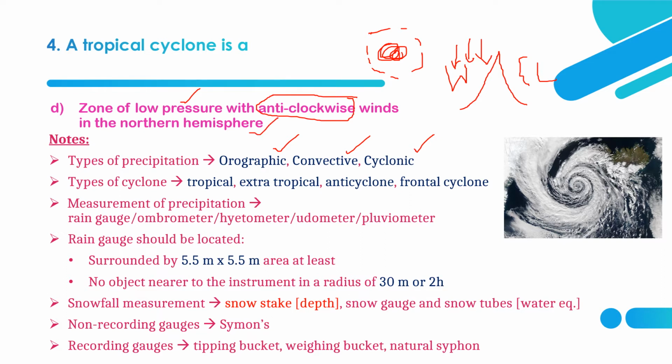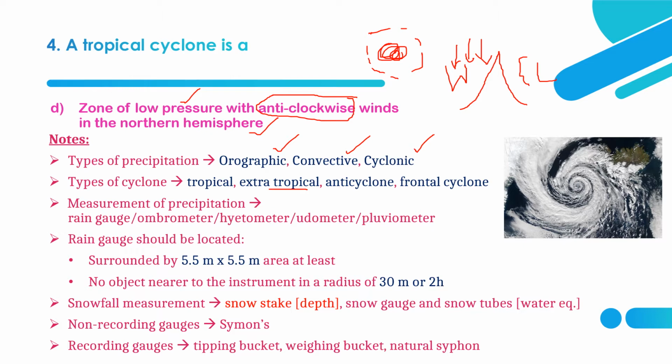So this is the cyclonic precipitation, and there are many types of cyclone. One is tropical. Actually, a tropical cyclone rotates in the anti-clockwise direction in the northern hemisphere. And there is another type called extratropical. Extratropical cyclone occurs outside the tropical zone of the world, so that's why it is called extratropical.